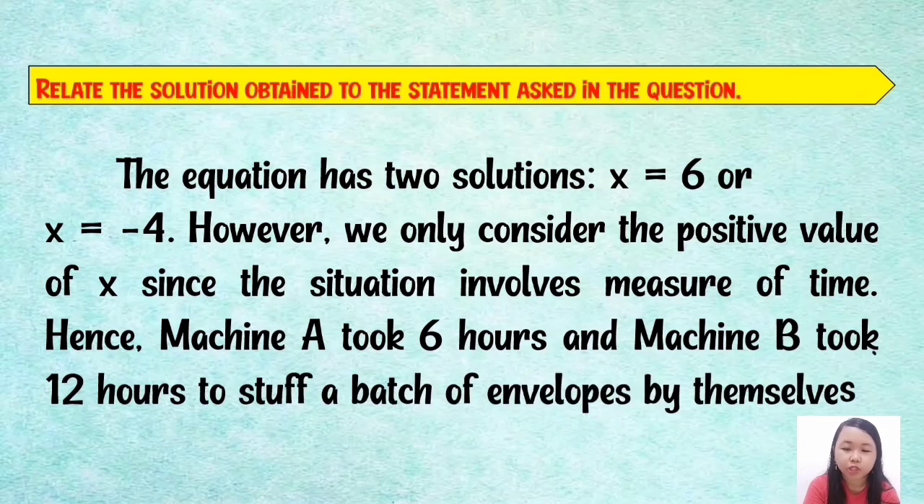Hence, machine A took 6 hours and machine B took 12 hours to stuff a batch of envelopes by themselves. So how do we get 12 hours? Again, machine B took 6 hours longer. So if machine A took 6 hours, just add another 6 hours. So the result is 12 hours.